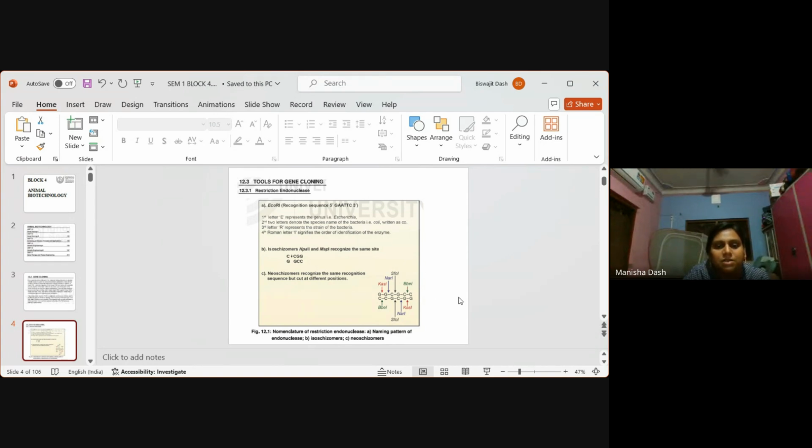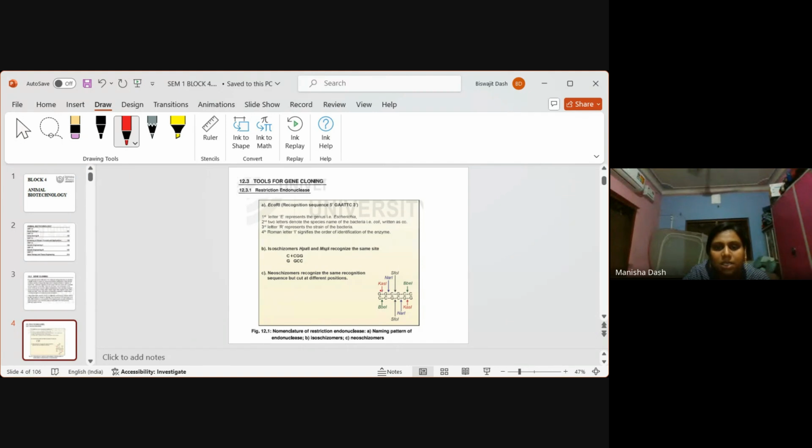So what is meant by a palindromic sequence? Focus here on the sequence which is mentioned. A palindromic sequence means the sequence read from this side will be exactly the same as the sequence from the opposite side. Or we can say the sequences in both DNA strands will be exactly opposite of each other. Look at the sequence in the first strand: GGC, then GCC. If you look at the sequence in the opposite strand, it is exactly the same: GGC, GCC. So this kind of sequence within the DNA is known as a palindromic sequence.